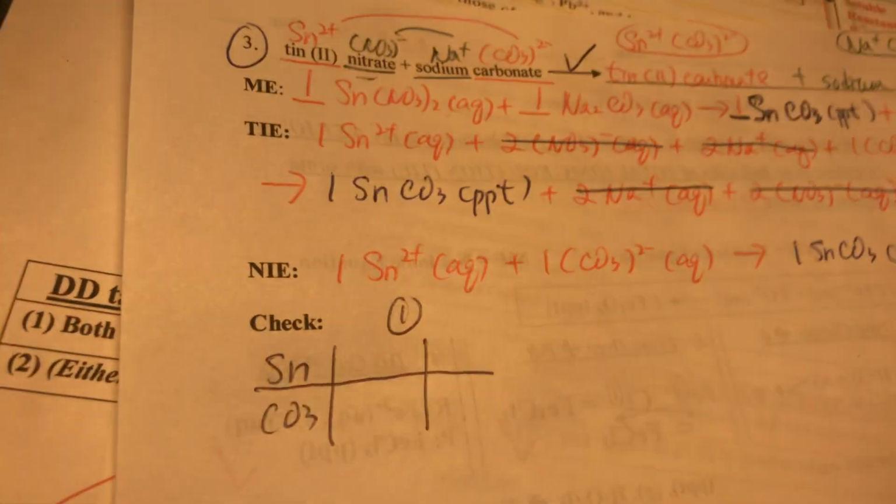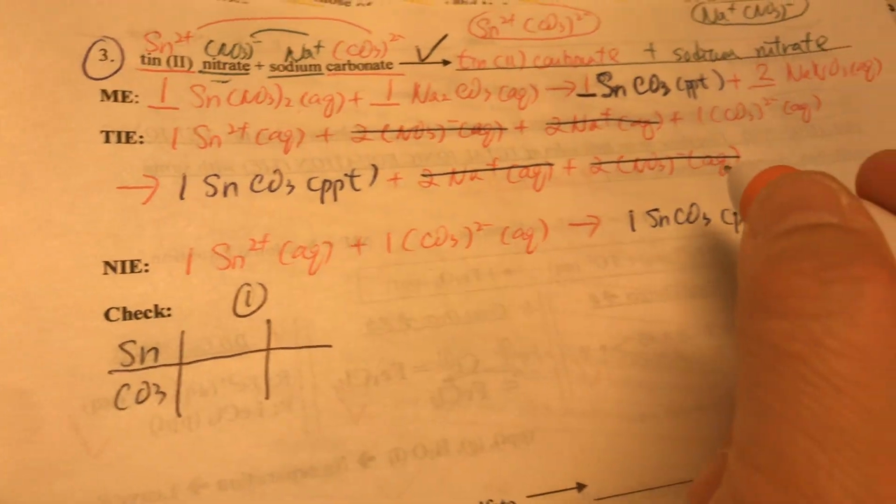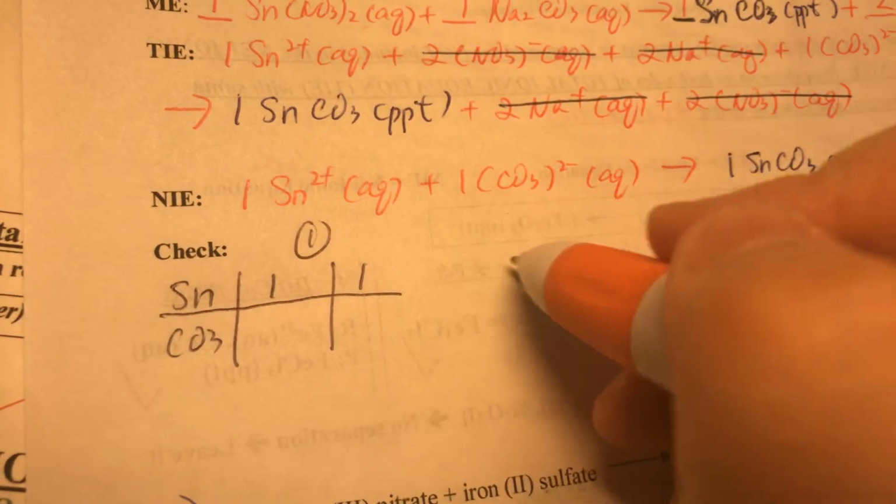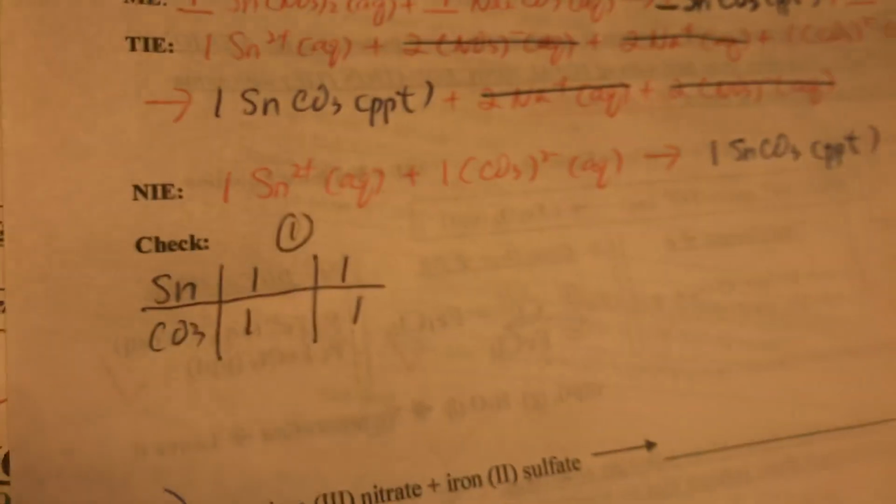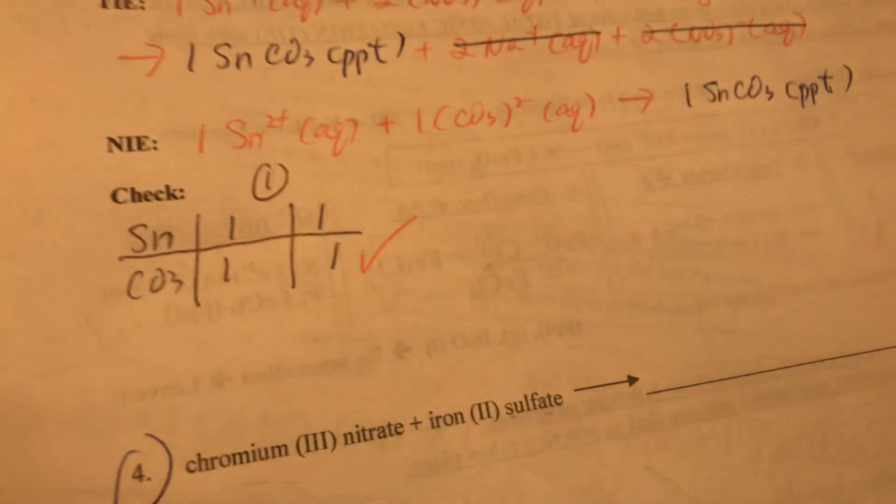Okay, so we double check. I do have one Sn and one Sn for both sides. And then CO3, I have 1 and 1. So this is good. Okay, so now second.